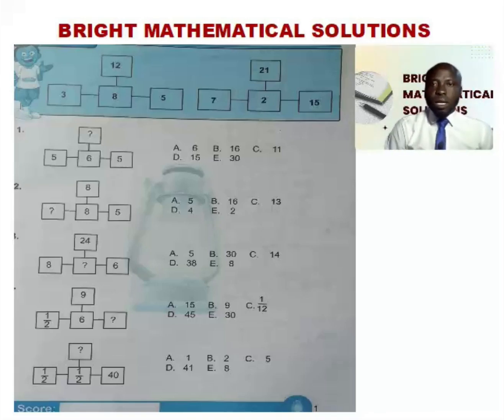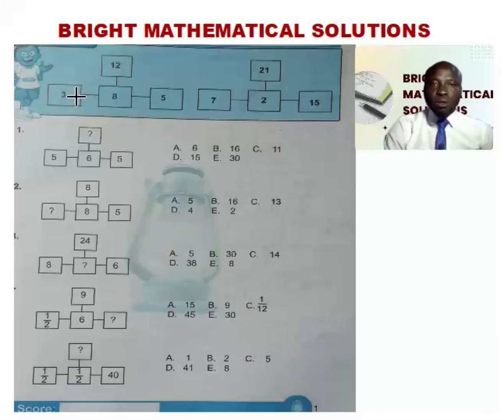Today we are looking at test 1A of the Lantern Step to Quantitative Reasoning, Book 6. We have an exercise here, and we have an example. The first thing we need to do is to understand the operation that goes on behind these examples. Then we use that operation to solve the exercise.